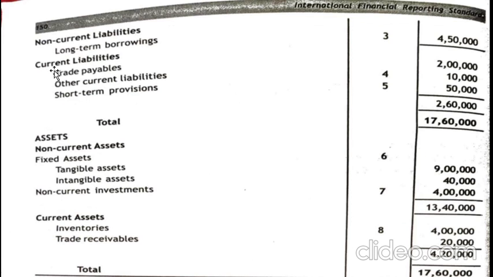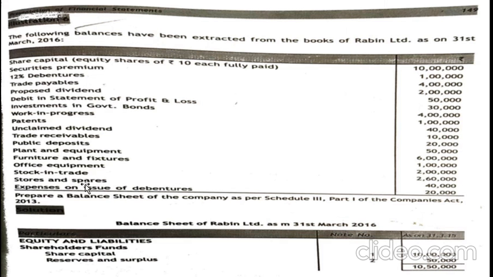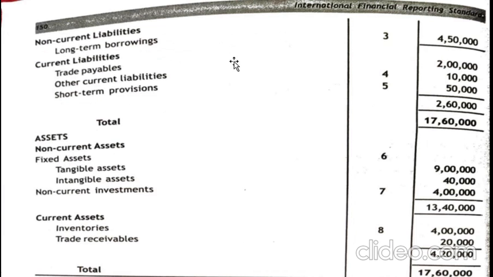Then we have current liabilities. In current liabilities, we have trade payables, other current liabilities, and short-term provisions, which are there in the question. In the question we have trade payables, which is 2 lakh, so we will be taking it directly, trade payables 2 lakh.